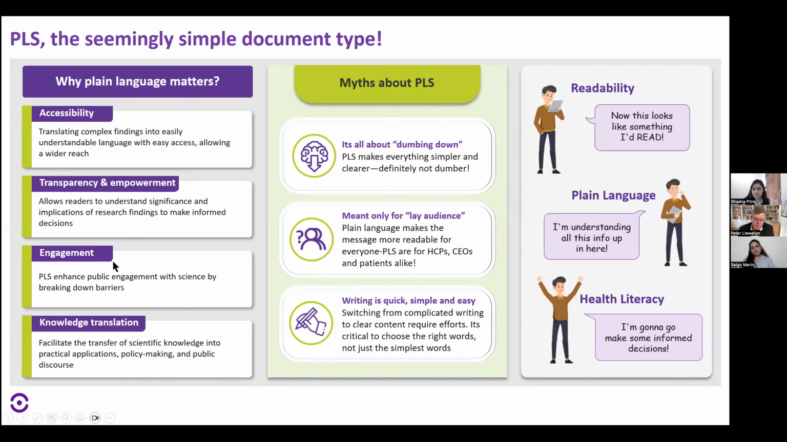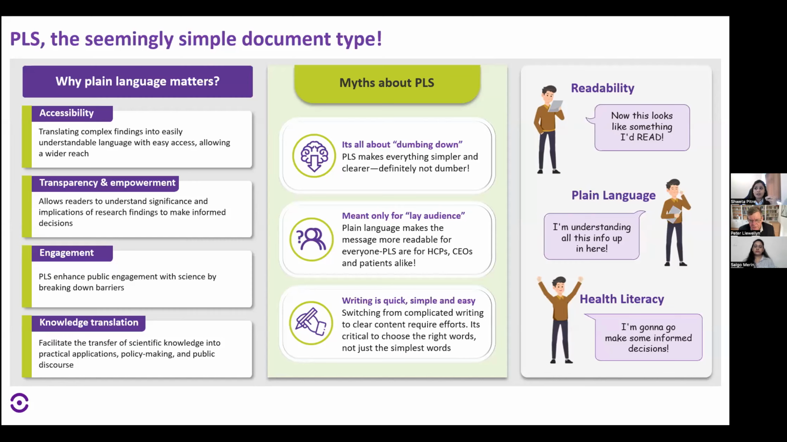A lot of people just think that it is all about dumbing down, and I beg to differ. Plain language summaries are just simpler and clearer documents, but they are definitely not dumber. They are very important documents that need to be understood.